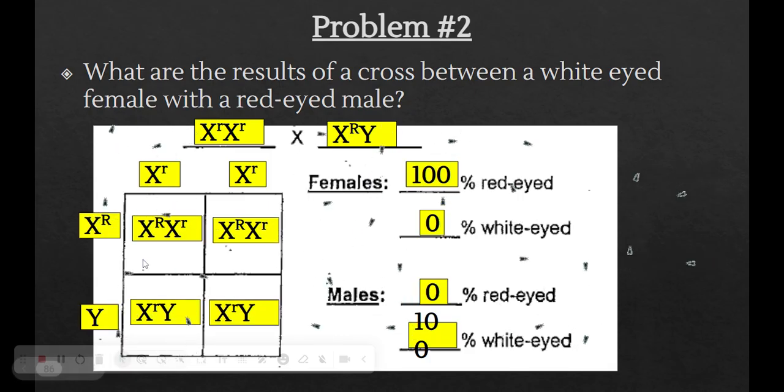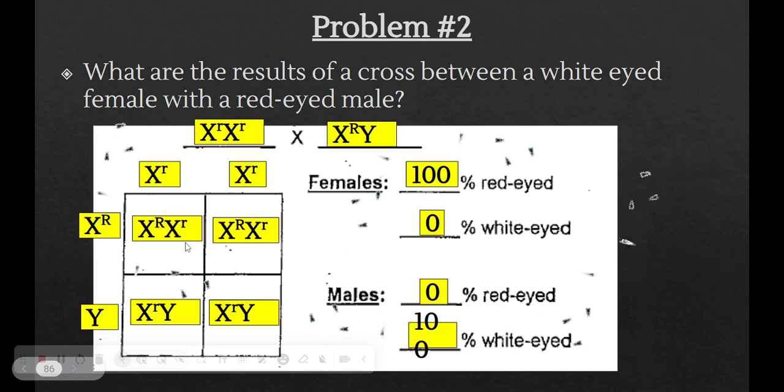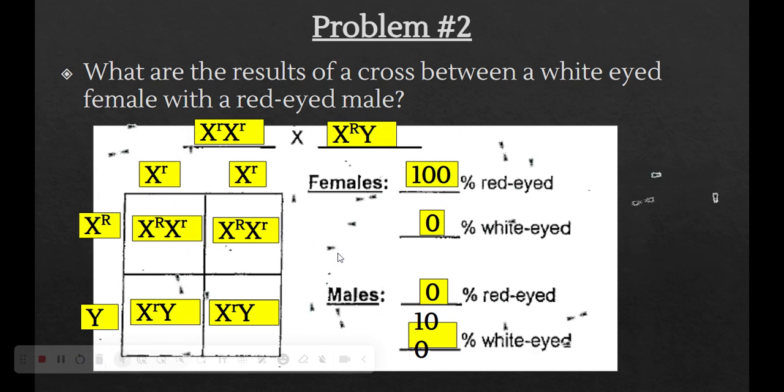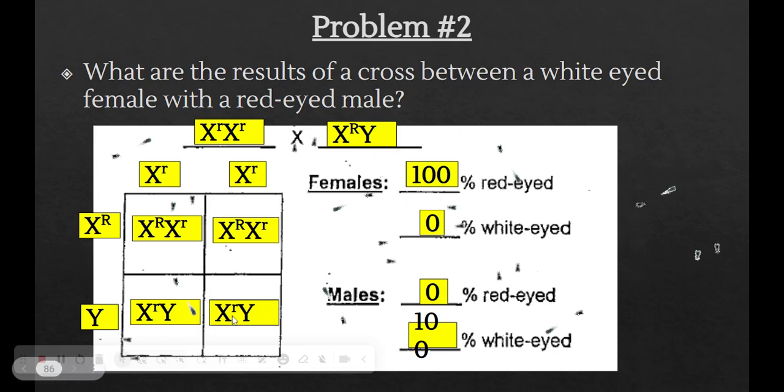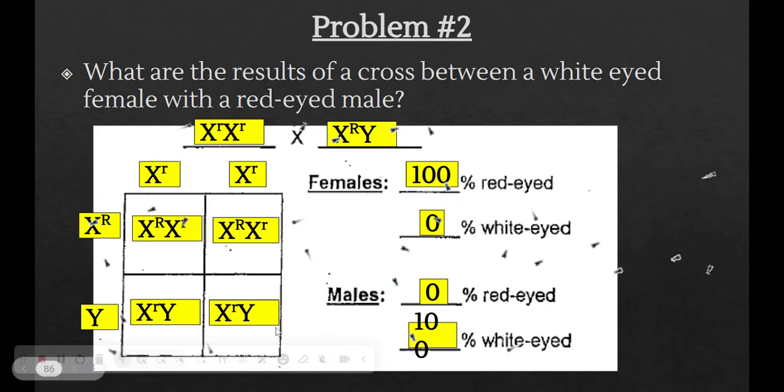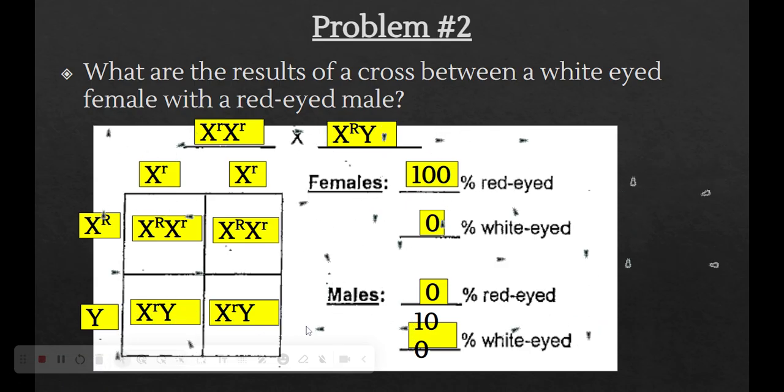Okay, so what we see is there's 100% red-eyed females again. These are both red-eyed, 2 out of 2. And no red-eyed males, but pretty much all the males would be white-eyed in this next generation, according to this Punnett square, because these are both X little r, Y, X little r, Y, so they're all white-eyed.